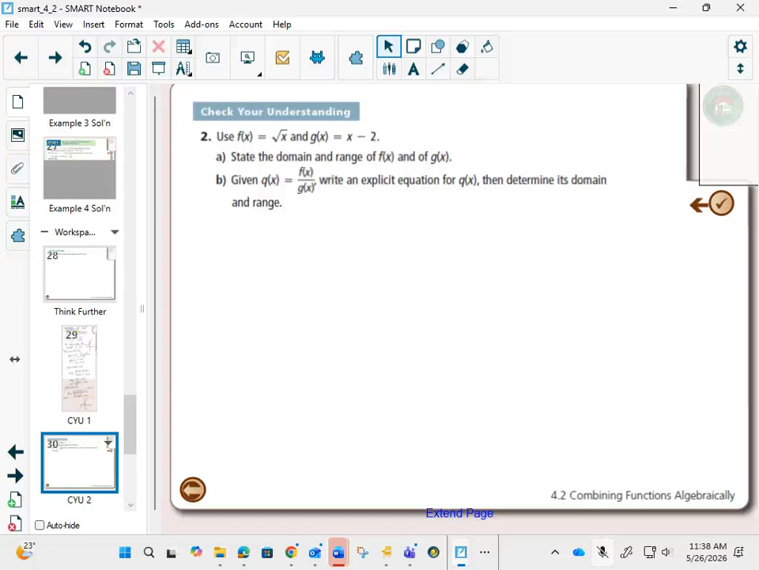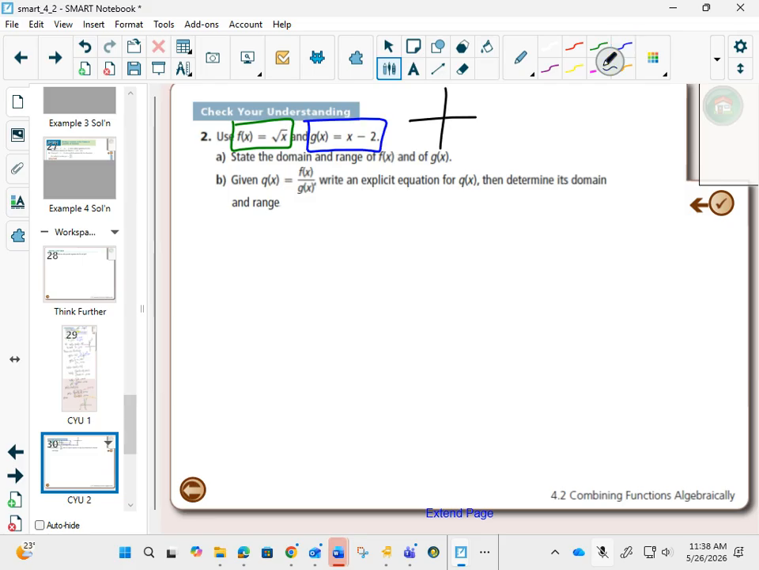I just divided it. So again, I'm going to think of f of x in green, g of x in blue, and quickly think of those graphs. I know the square root of x looks like this, and x minus 2 is a positive slope line. It would look like that.